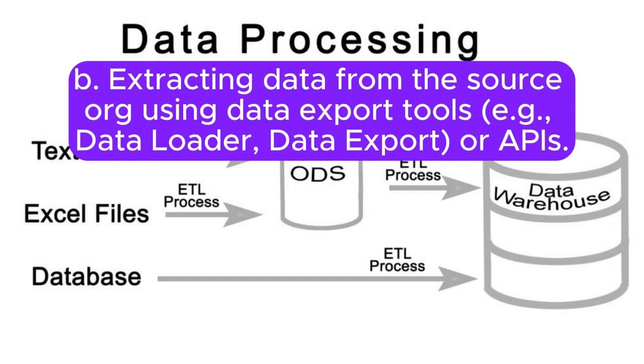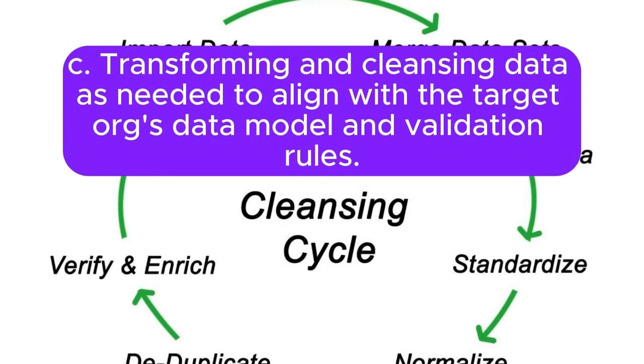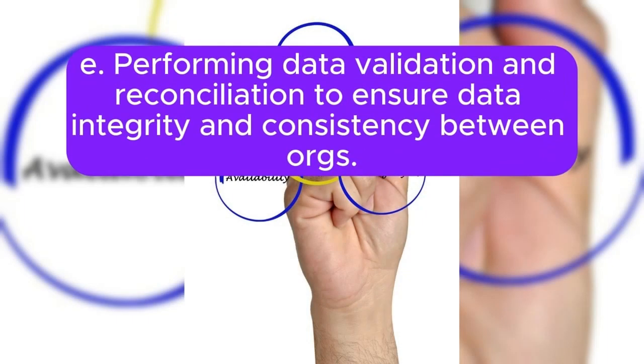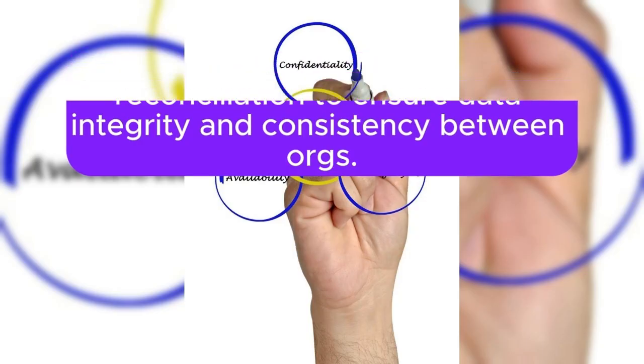B. Extracting data from the source org using data export tools, for example, Data Loader, Data Export or APIs. C. Transforming and cleansing data as needed to align with the target org's data model and validation rules. D. Loading data into the target org using data import tools, for example, Data Loader, Data Import Wizard or APIs. E. Performing data validation and reconciliation to ensure data integrity and consistency between orgs.